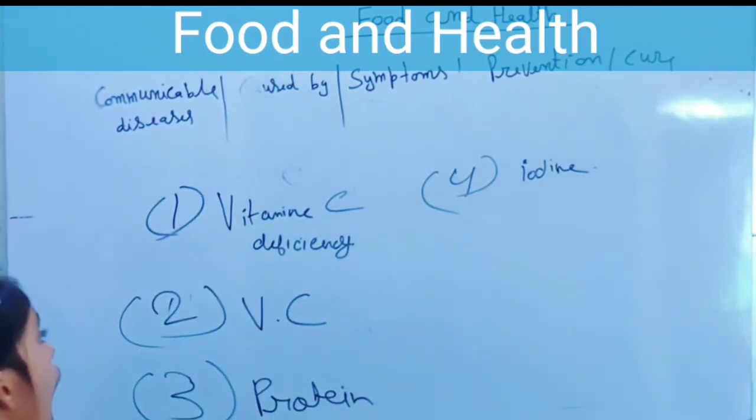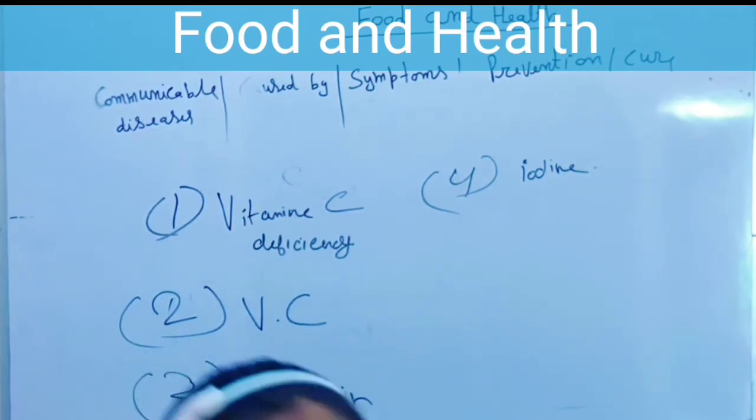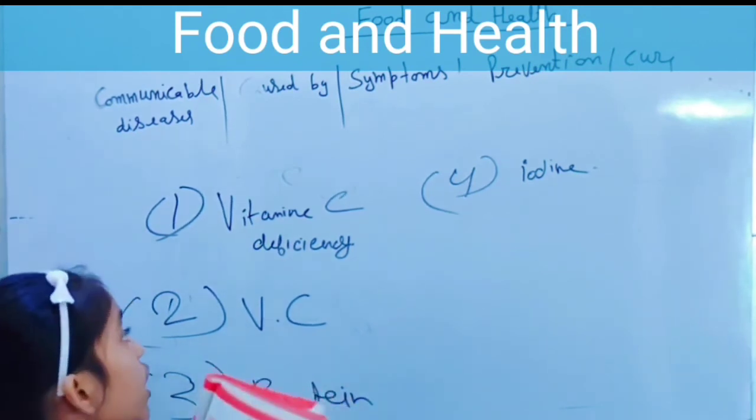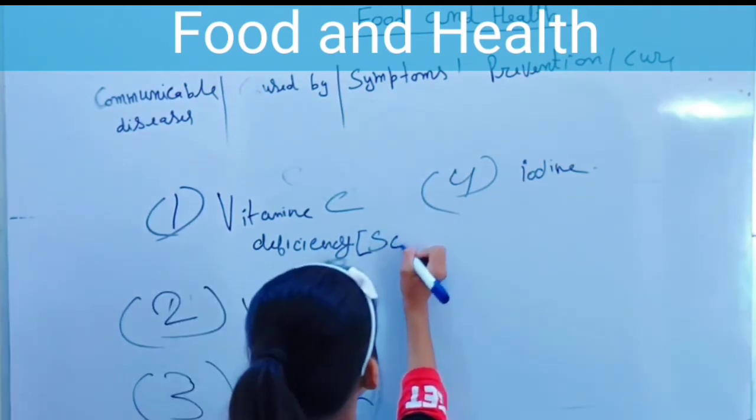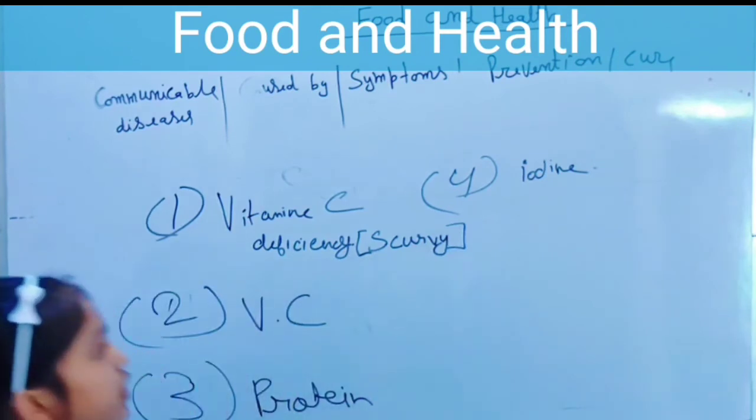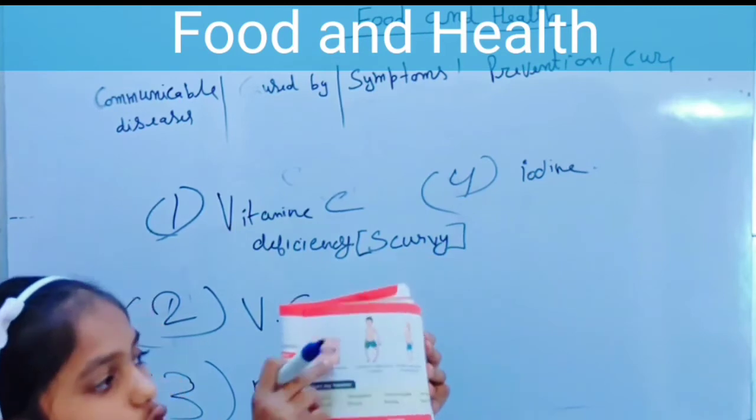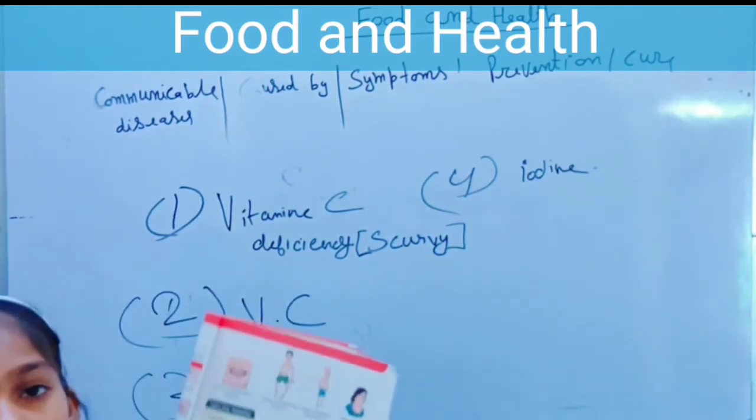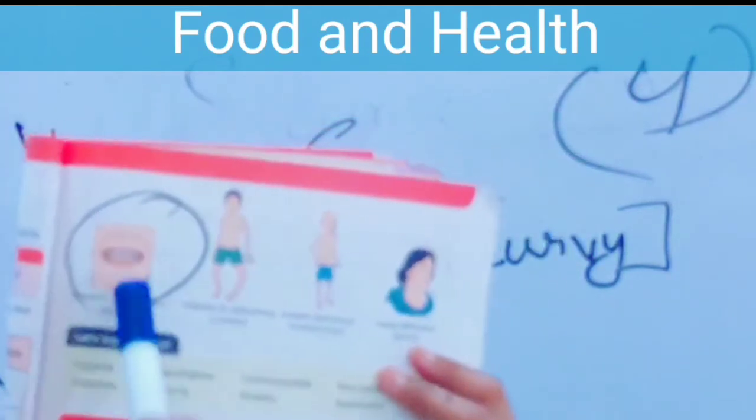Now here I will tell you which kind of disease is caused by each. Number 1 disease, caused by vitamin C, is scurvy. Scurvy is a disease which affects our teeth, and our teeth require vitamin C in a good amount. In this disease, your teeth will start aching. Here I am showing you, see this. Here you can see.